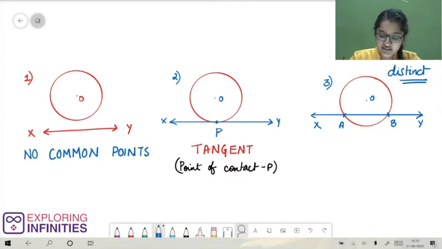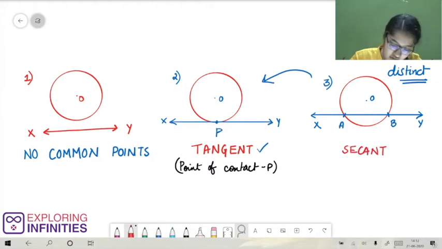By saying that this line is intersecting the circle at two distinct points, we mean that A and B are two separate points. Suppose A and B are the same point, then our third case will become our second case, where line XY is touching the circle at a single point, hence XY will become a tangent. But in third case, line XY is intersecting the circle at two different points. So in this case, line XY is called a secant to the circle having center O. Hence, secant can be defined as a line which intersects a circle at two distinct points.